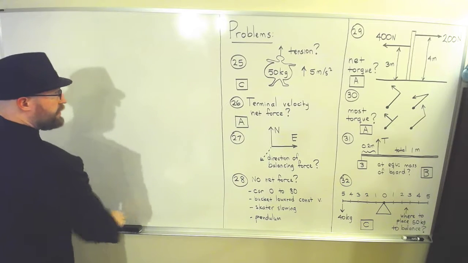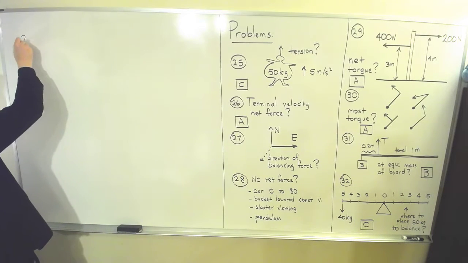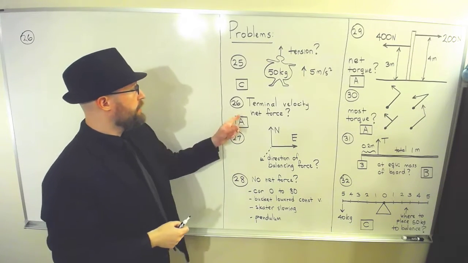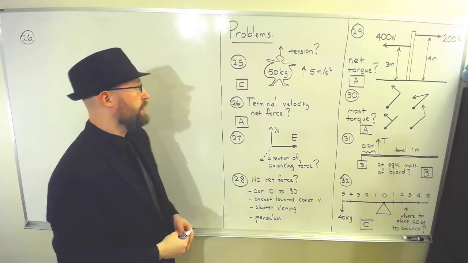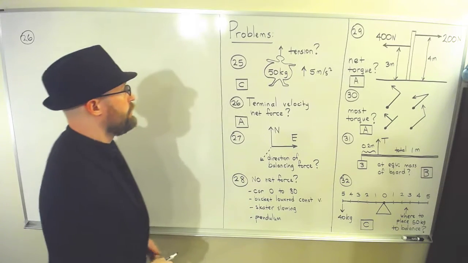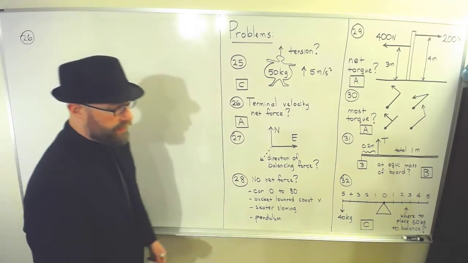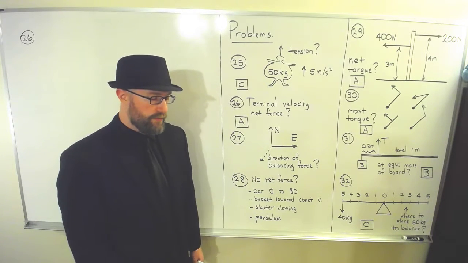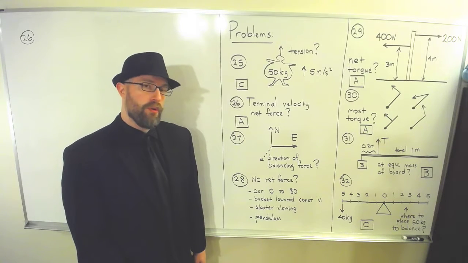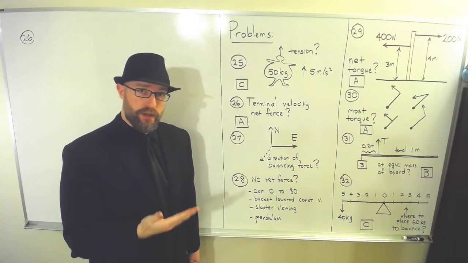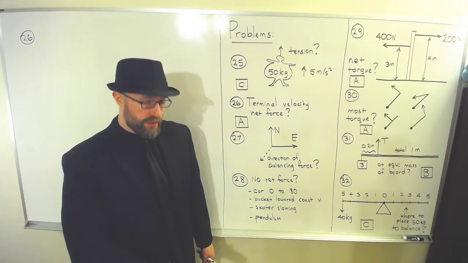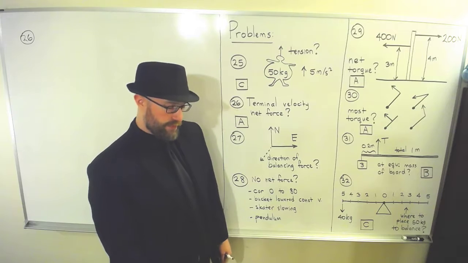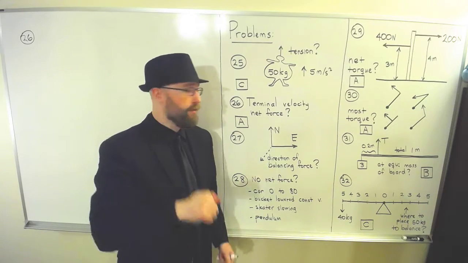Now number 26 asks for the net force on a skydiver at terminal velocity. This is another thing we've already talked about. So terminal velocity means when you jump out of the plane, at first you're accelerating downward due to gravity, but the faster you go, the more wind resistance you're experiencing because the air is pushing against you faster. And so terminal velocity is the point at which the wind resistance exactly balances the force due to gravity.